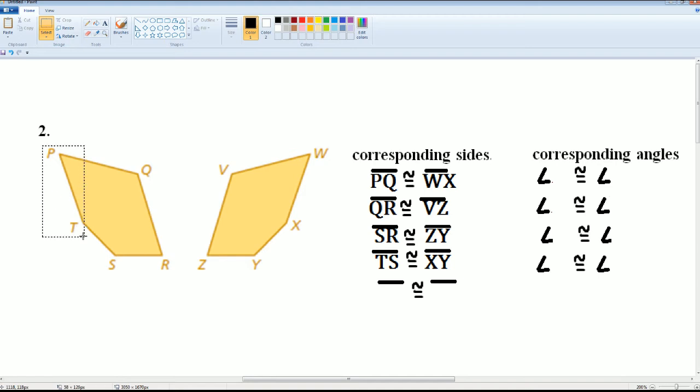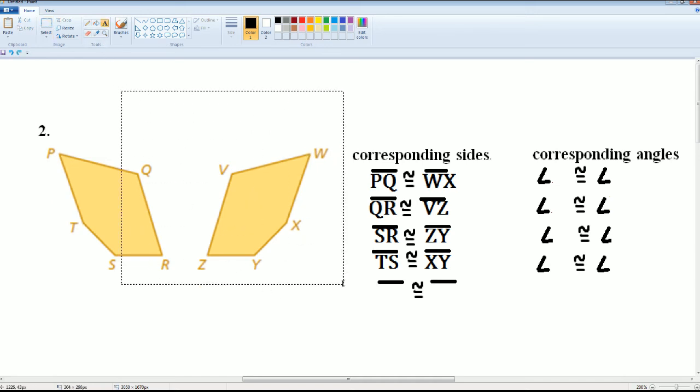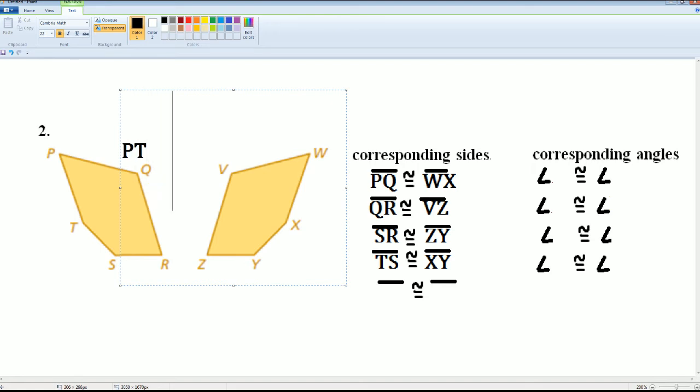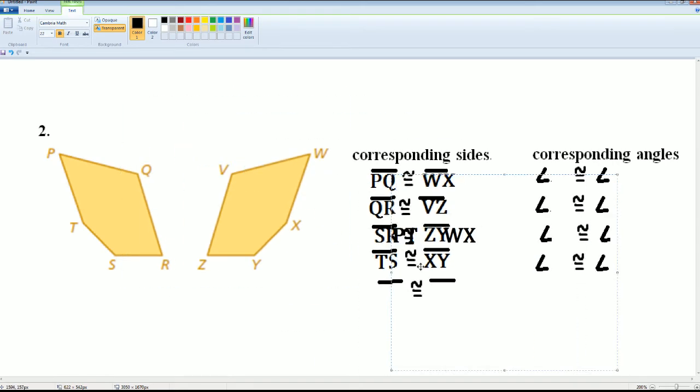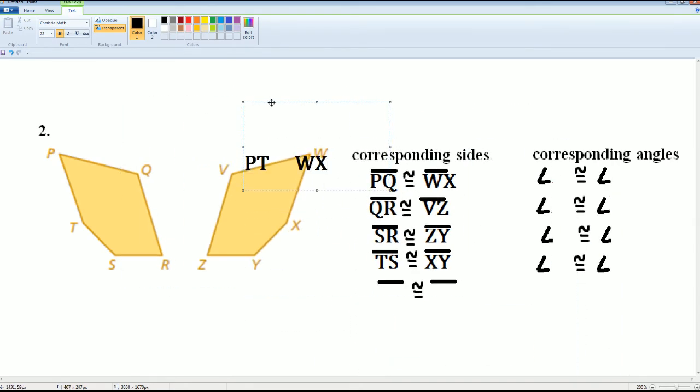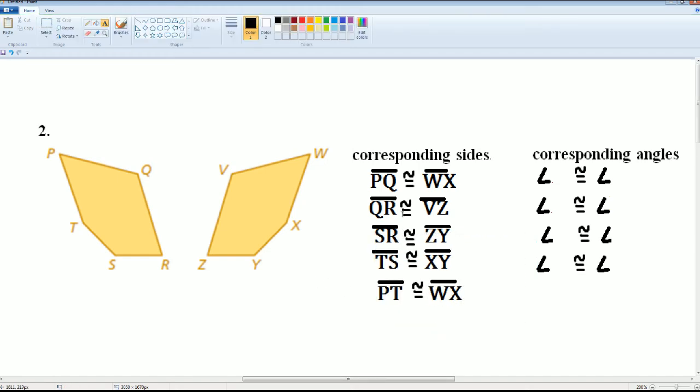And last one, PT and WX. No, we have that, right? We have PT, right? Do we have PT? No, we have PQ, QR. Good. So PT is congruent to WX. Okay, there you go. Here are your 5 pair of congruent corresponding sides.